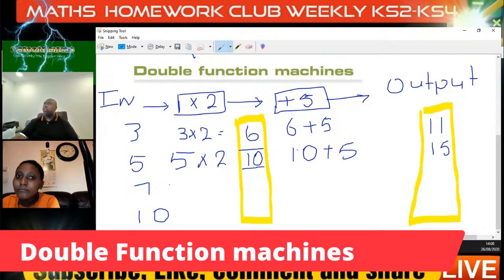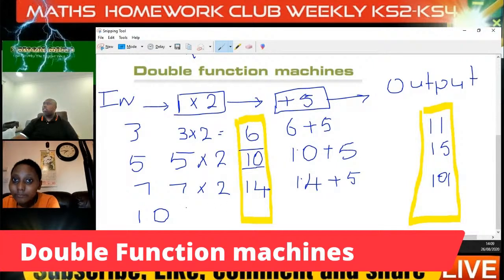Okay, next one. 7 times by 2. 14. Then what do I do next? 14 add 5. 19. Well done. Okay, let's see if we can do the last one.